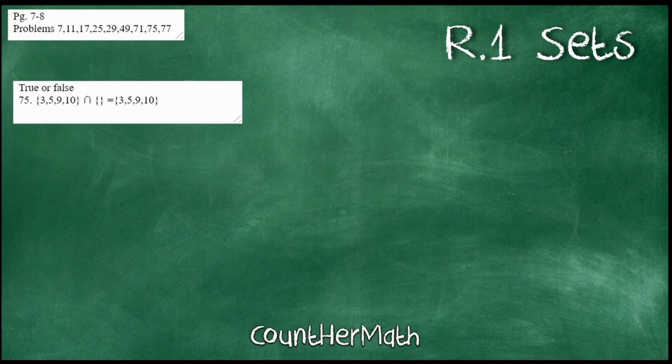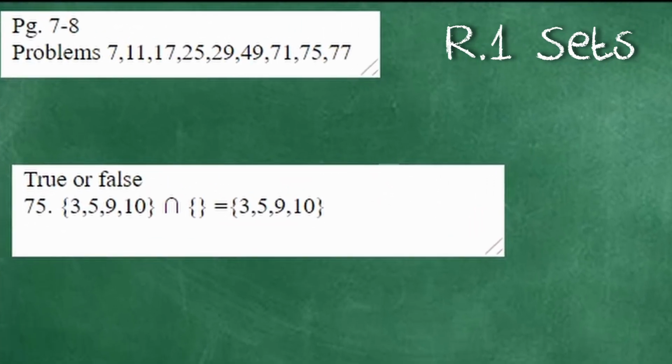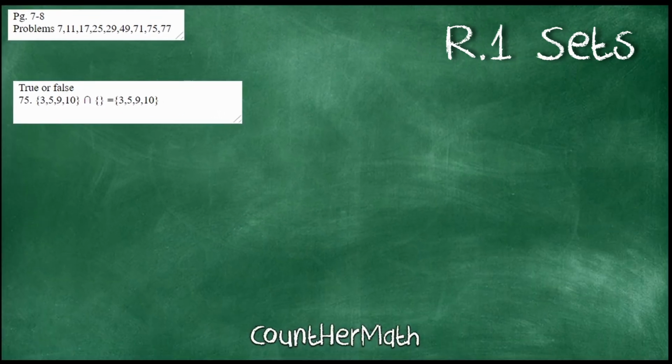Some more true and false questions. True or false? The intersection between {3, 5, 9, 10} and the null set is equal to {3, 5, 9, 10}. Again, it's trying to trick us, but we're not going to let it. Let's call this set A, and we'll call the null set null. So is 3 in both set A and in set null? There is nothing in set null, so 3 is not part of the intersection. In the same idea, 5, 9, and 10 are also not in the null set. So there is no intersection. The intersection between set A and the null set is the null set.